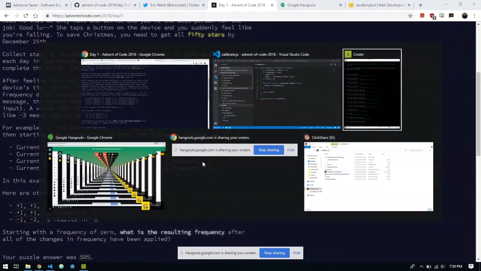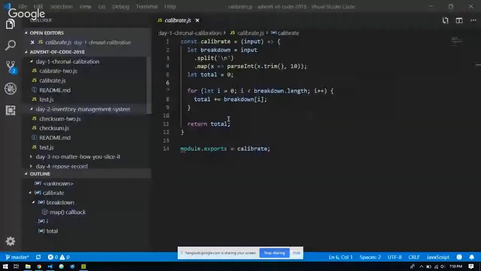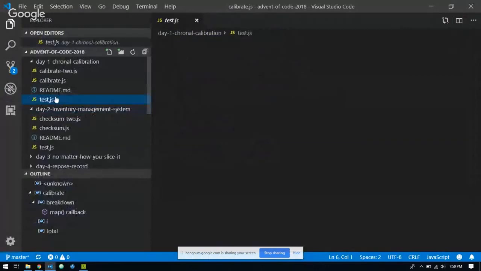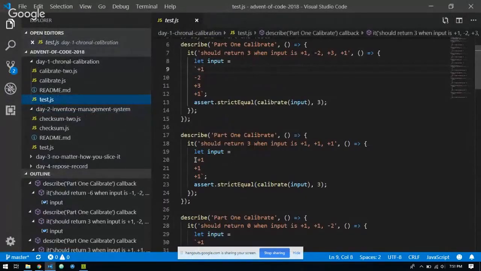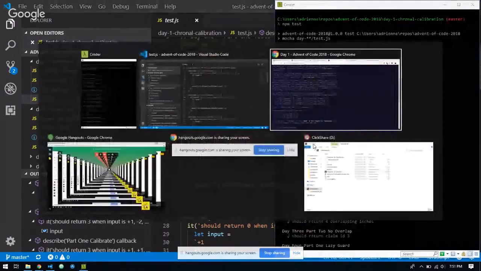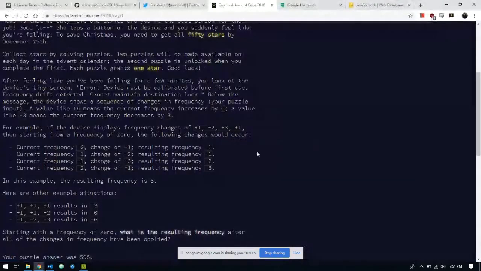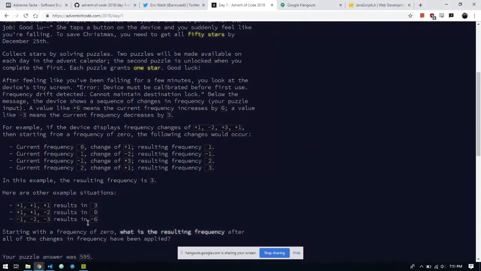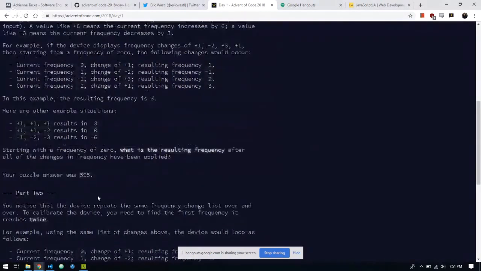And I believe I wrote a test for that right here. So +1, +1, +1 should return 3 when input is +1, +1, +1. So it's already pretty much helping you write your tests. Same thing, +1, +1, -2 should be 0, and -1, -2, -3 results in -6. All of that gets you kickstarted and gives you the structure of what the problem is.